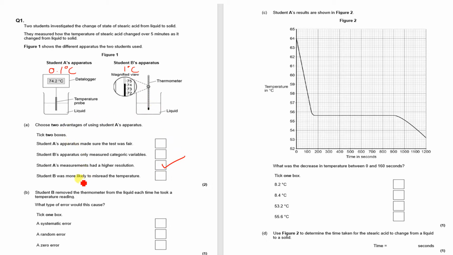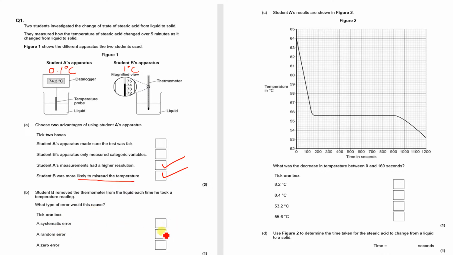Another one is you are far more likely to misread the temperature if you read it yourself rather than a computer doing it, as this would link to human error. So I'm going to tick the second one as well. Student B removed the thermometer from the liquid each time he took a temperature reading. What type of error would this cause?